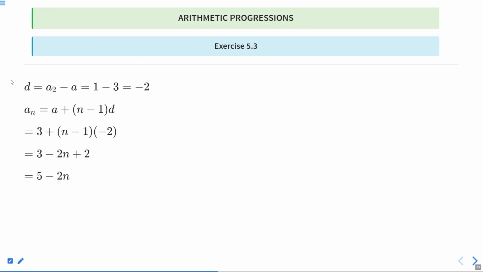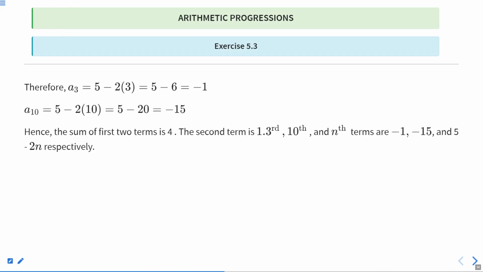So the common difference d is equal to the second term minus the first term, meaning A2 minus A1, which is equal to 1 minus 3, which is equal to minus 2. And the nth term An is equal to a plus n minus 1 times d, which is equal to 3 plus n minus 1 times minus 2, which is equal to 3 minus 2n plus 2, which is equal to 5 minus 2n. So the nth term of this AP is equal to 5 minus 2n.